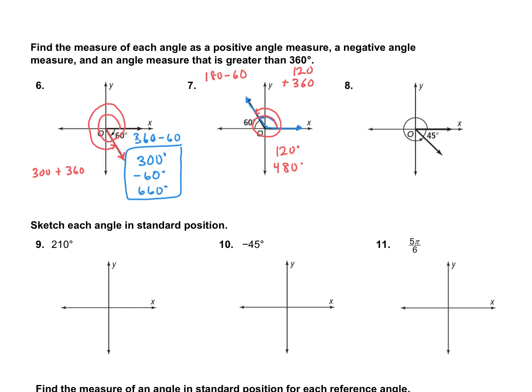And then the last thing that we're looking for is the negative angle measure. So if we start on our initial side, but we go down, here's negative 90, negative 180, and then we have to go 60 more degrees. So negative 180 and another 60 degrees is a negative 240.